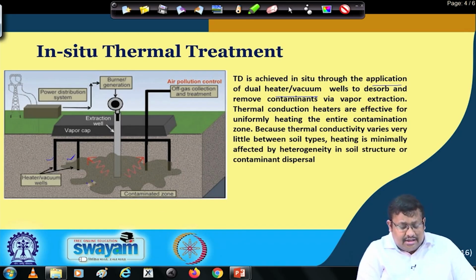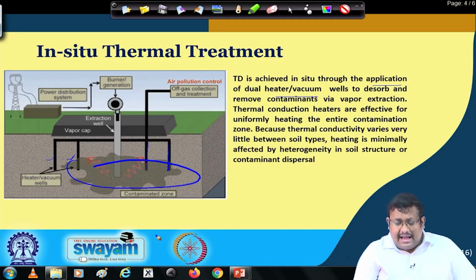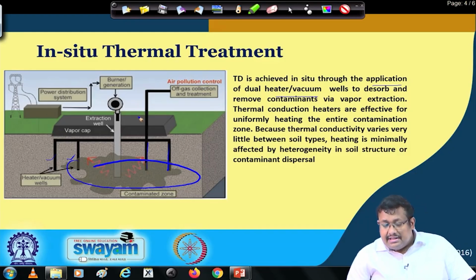So, basically this is contaminated soil. So, there is a contaminated zone. Thermal conduction heaters are effective in uniformly heating the entire contamination zone. So, this is the contamination zone, these are the thermal conduction heaters, they uniformly heat this zone, and as a result the organic contaminants convert into vapor, and they are extracted through these extraction wells.